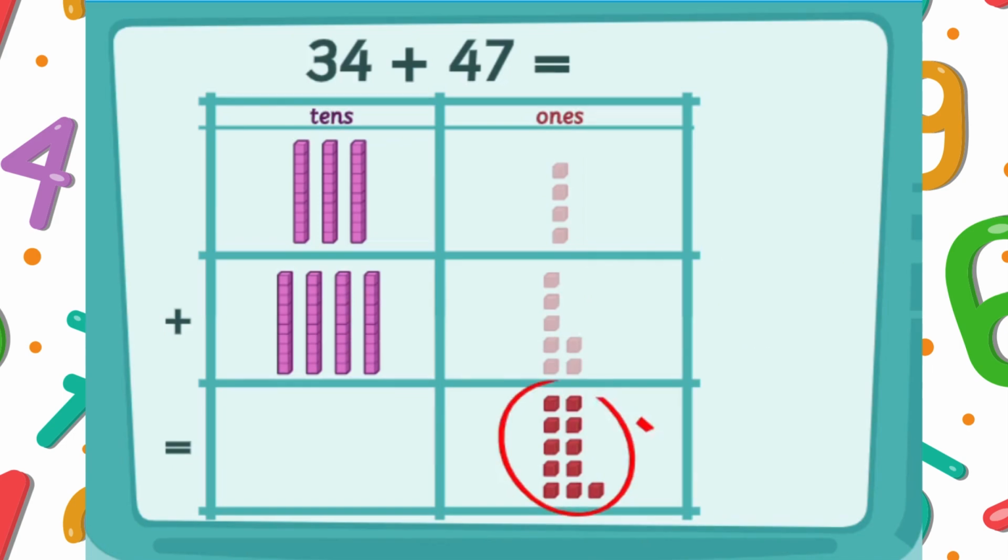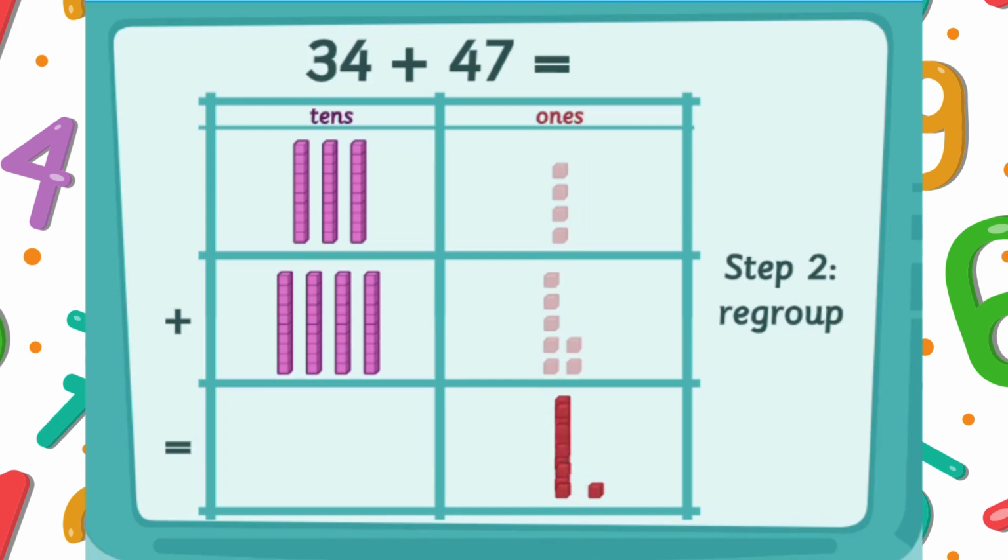Sten knows that he can't have 11 in the ones column. The ones column should only go up to 9. He regroups 10 of the ones for one tens block. Sten moves the tens block over from the ones column into the tens column.